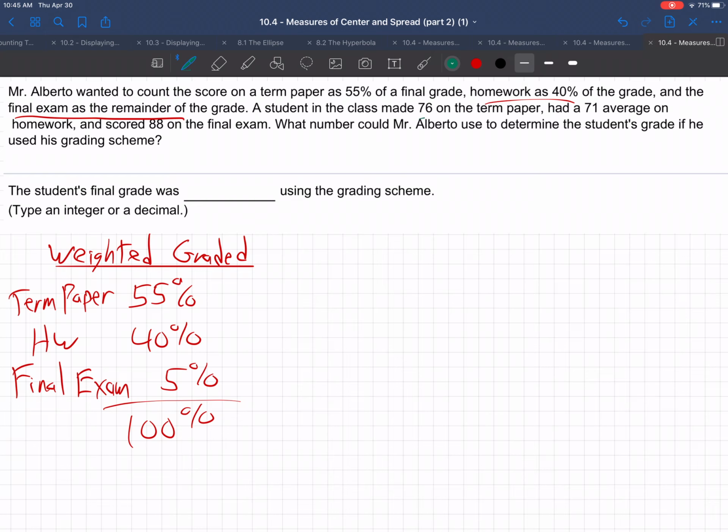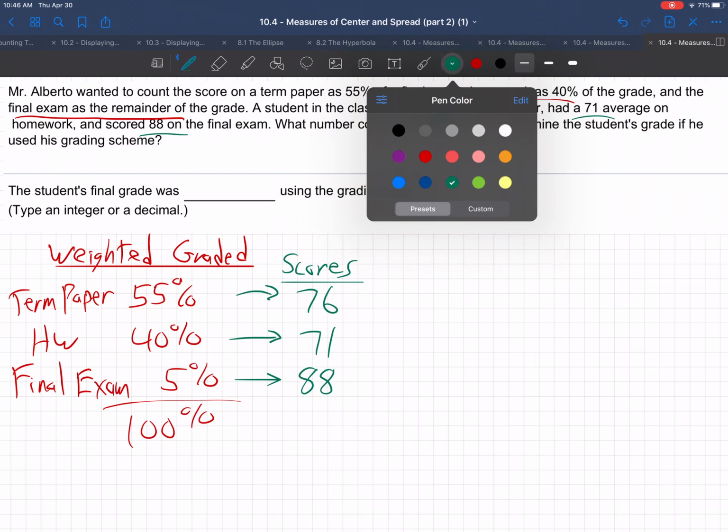The student in the class made a 76 on the term paper. They got a 71 average on the homework. And they got an 88 on the final exam. 88 on the final. Okay, so what's their grade in the class? How do you figure out their grade in the class?